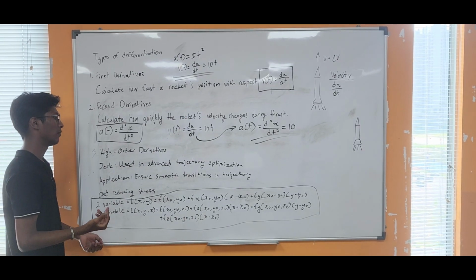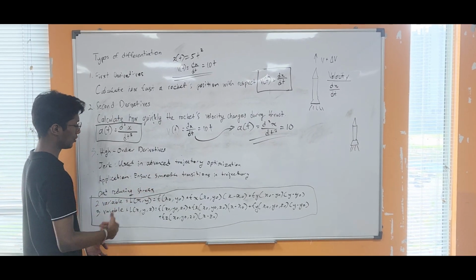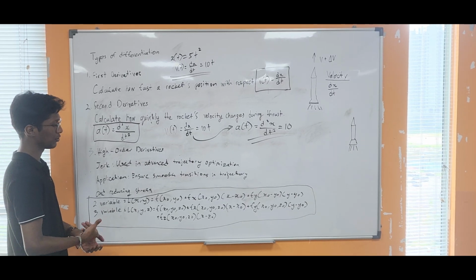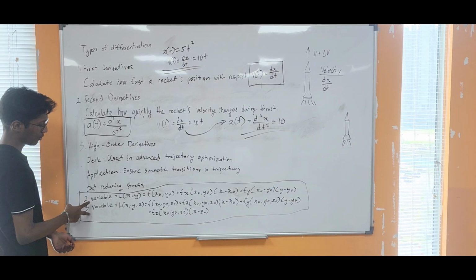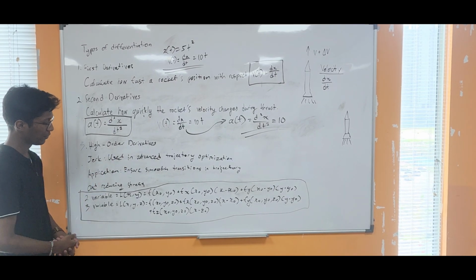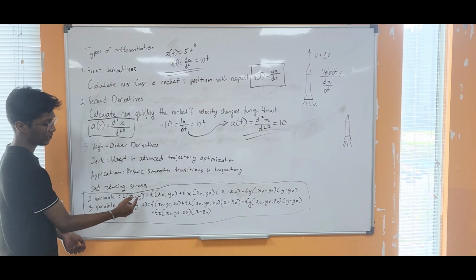Moving on to the last one, higher derivatives. Higher derivatives are used in advanced trajectory optimization, and the application is to ensure smooth transitions in trajectory and reduce stress. This too is going to be the formula that you're going to use for higher derivatives. The third variable formula is the same thing as the second variable, with an extra dimension.